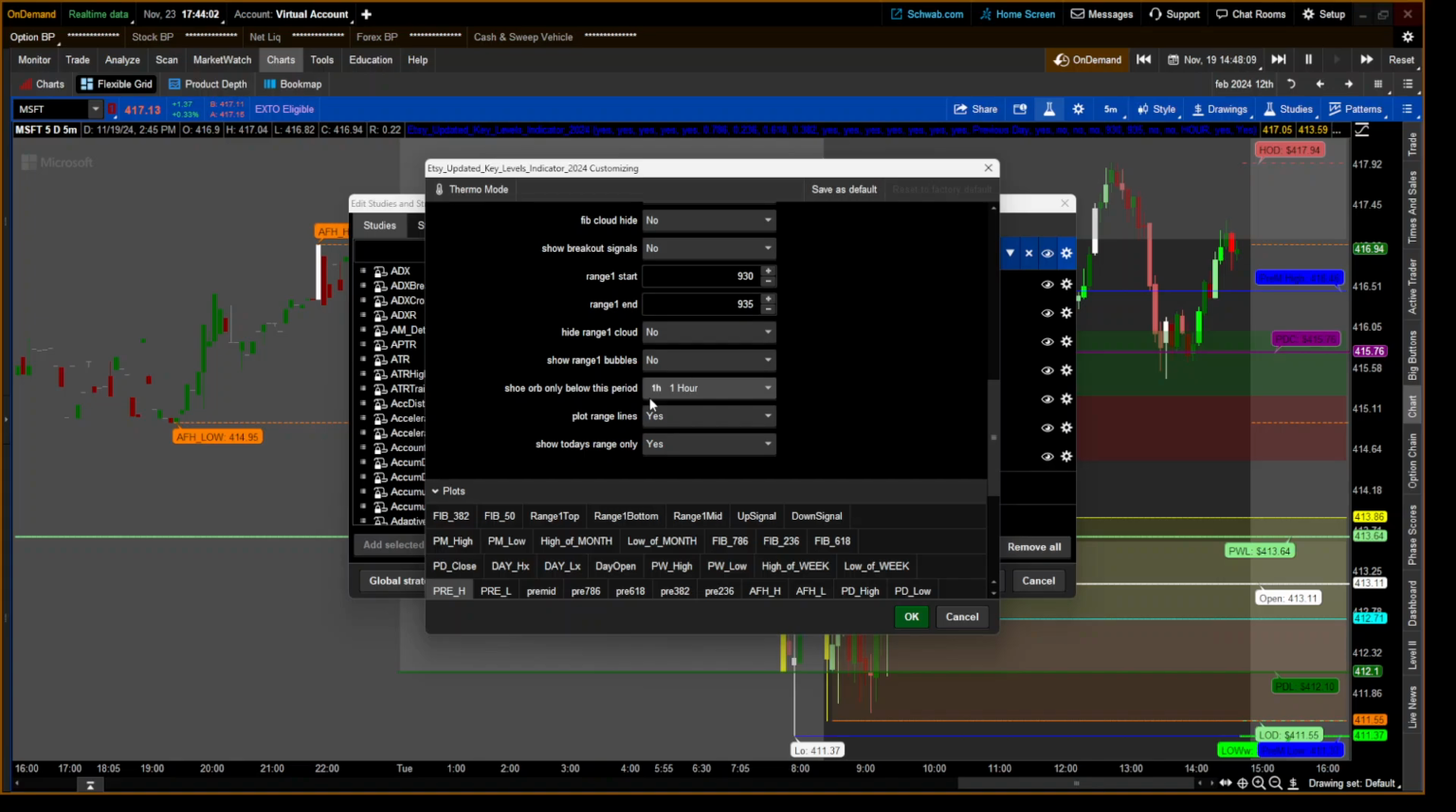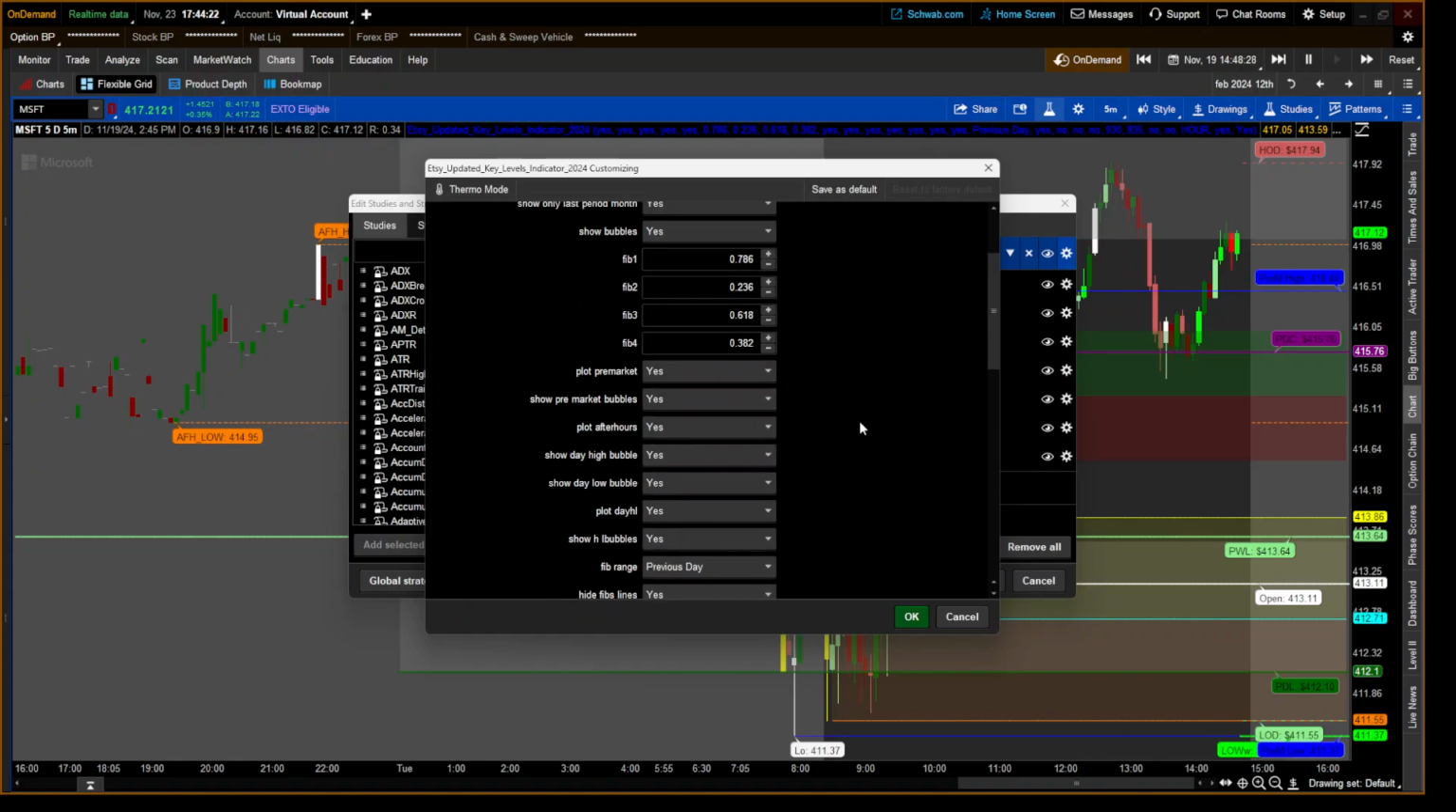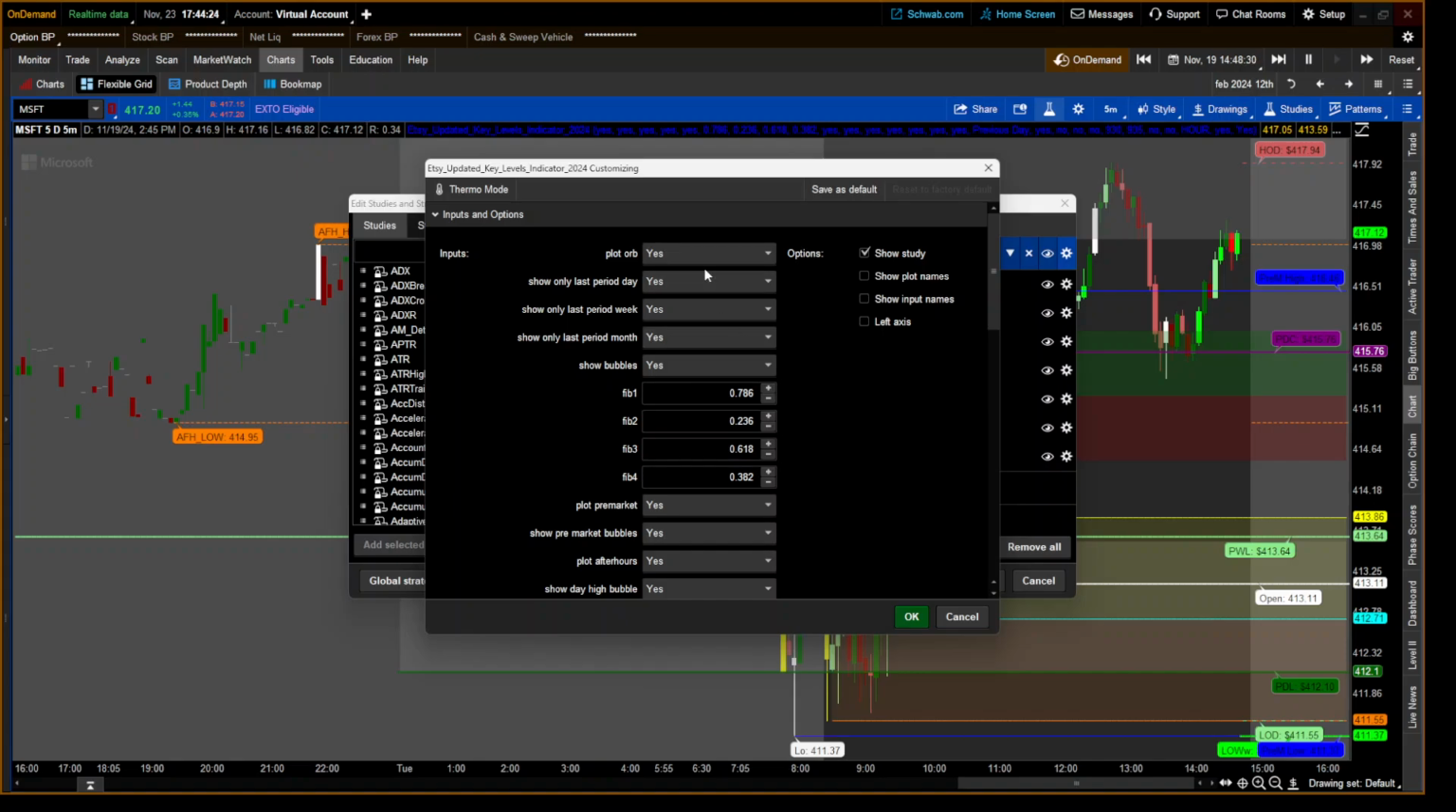If you look at a period higher than an hour, you want to be able to see your ORB. This goes to plot the lines for the ORB or show today's range. If you want to look at the range or the ORB on multiple days, you just select no for that. Right now it's showing every day. You can come in here and not plot the ORB if you're not going to use it. So we'll select no, show last period. These control your previous levels. If I want to see all those previous levels for the day, I would select no.